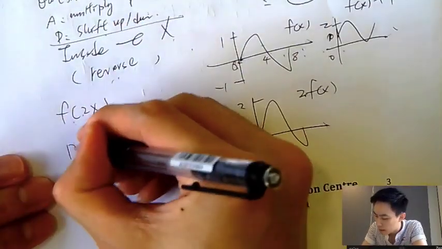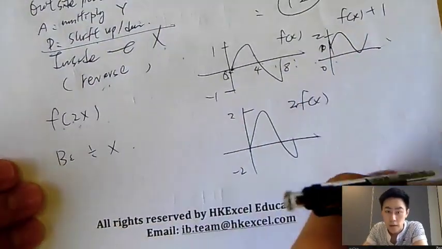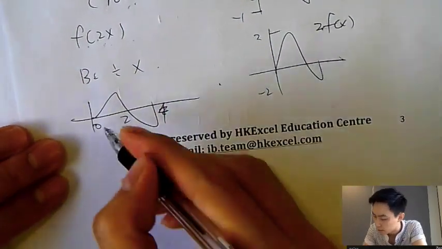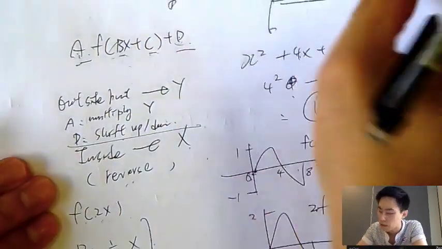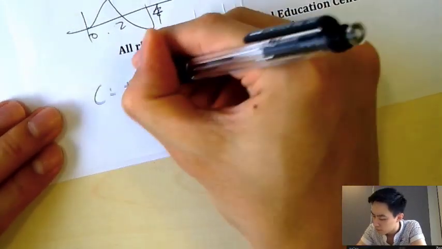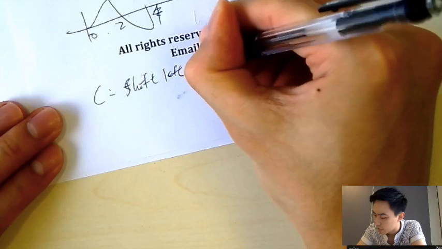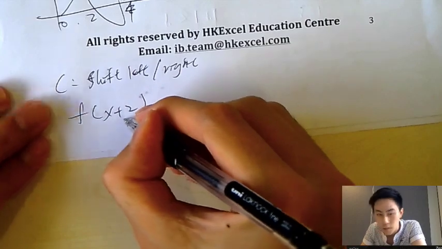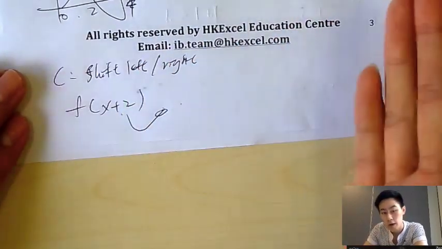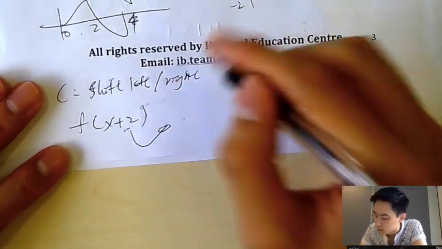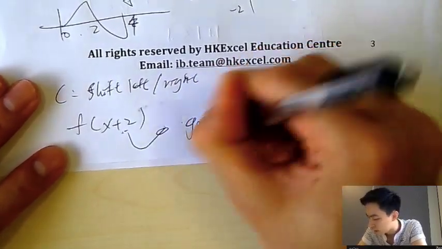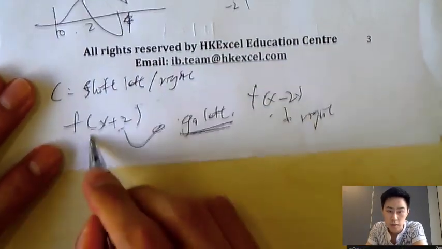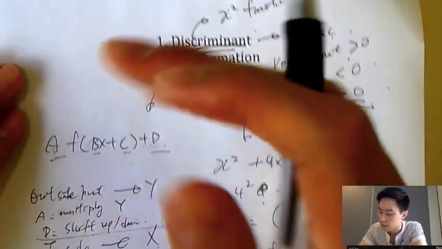So for the b value, write this down: it's always divide x. You divide by 2, then it will be 0, 2, and 4, and that is the answer. And then finally for c, c is shift left or right. For example, if I give you f(x + 2), what happens? Plus 2 seems like it goes right, positive 2, but actually it goes left. If I give you x minus 2, then it will go right. So negative goes right and positive goes left. This is all you need to memorize for the transformation.